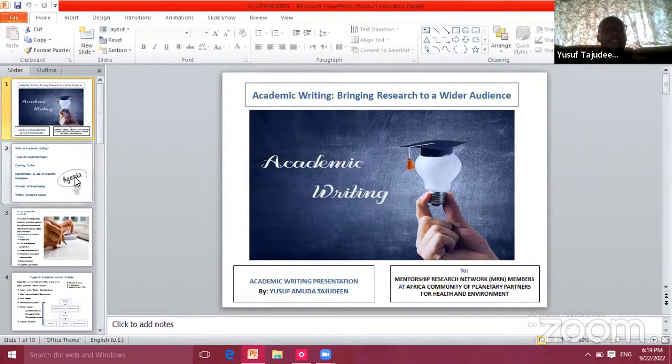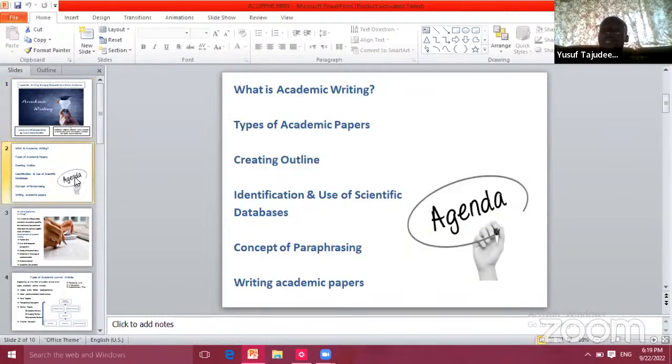I'll be following these outlines throughout my presentation. We're going to discuss what academic writing is, the types of academic papers that we have, how to create an outline, identification and use of scientific databases, the concept of paraphrasing, and how you can navigate the process of writing your academic paper.